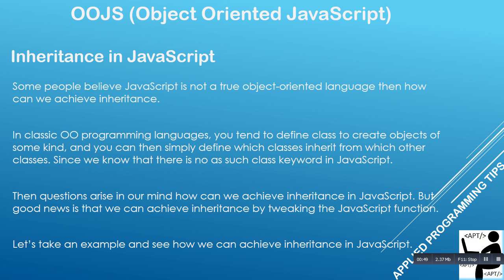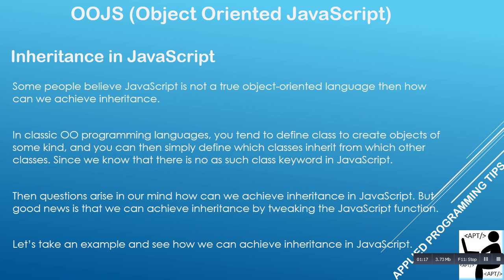In a classic object-oriented programming language, you and other programmers tend to define classes to create objects of some kinds, and you can then simply define which classes inherit from which other classes. Since we know that there is no such class keyword in JavaScript, the question arises in our mind, how can we achieve inheritance in JavaScript?